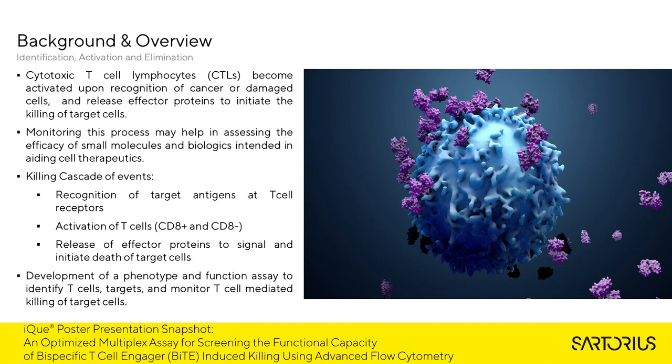for cell therapeutics. Here we've developed an advanced flow cytometry phenotype and function assay kit to be used in conjunction with our IQ3 platform, which identifies T cells, distinguishes them from target cells, assesses cell viability to monitor cell death or killing, determines expression of T cell surface markers for activation and exhaustion, and monitors the secretion of pro-inflammatory cytokine interferon gamma along with the pro-apoptotic protease granzyme B.